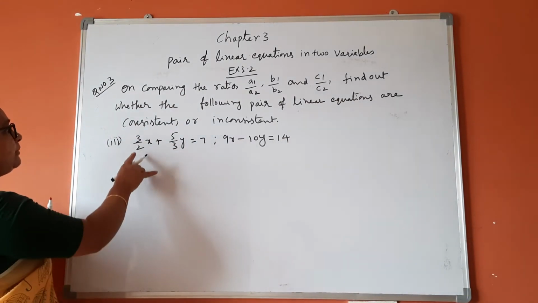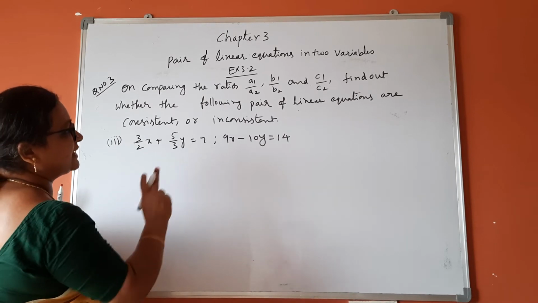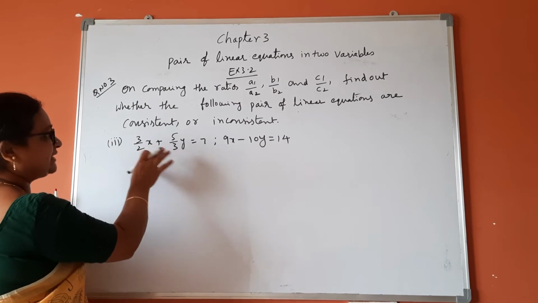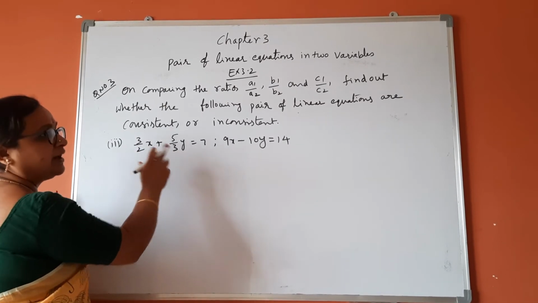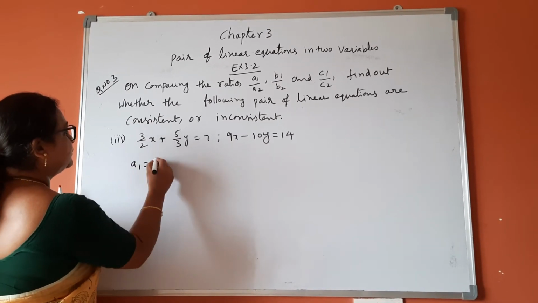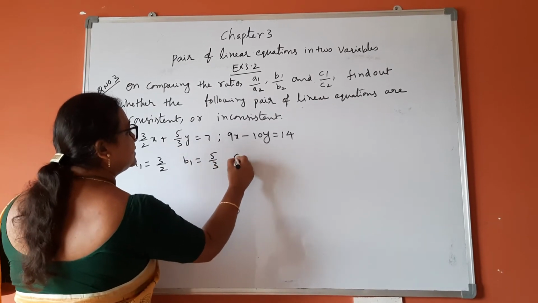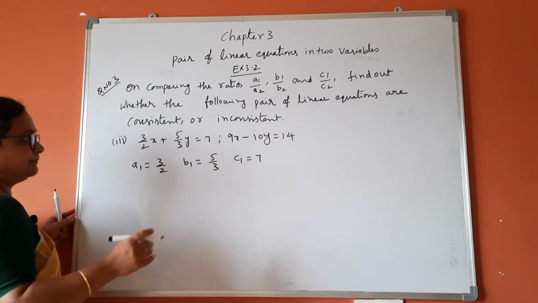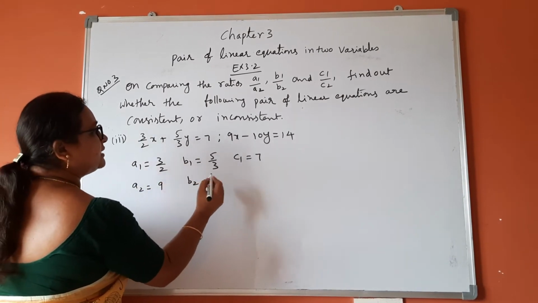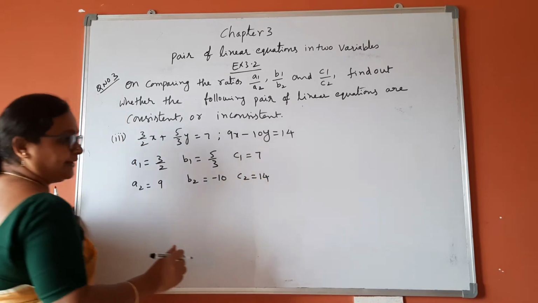Okay. 3 by 2x plus 5 by 3y is equal to 7. 9x minus 10y is equal to 14. Here the coefficients of x and y in the first linear equation are fractions, no problem. So A1 is equal to 3 by 2, B1 is equal to 5 by 3, C1 is equal to 7, A2 is equal to 9, B2 is equal to minus 10, C2 is equal to 14.